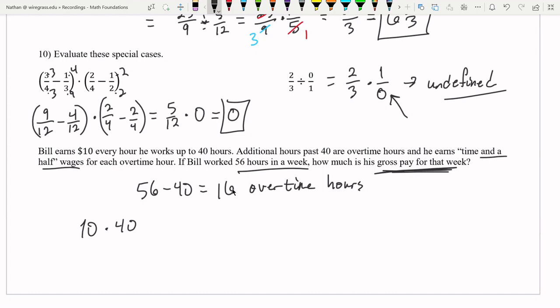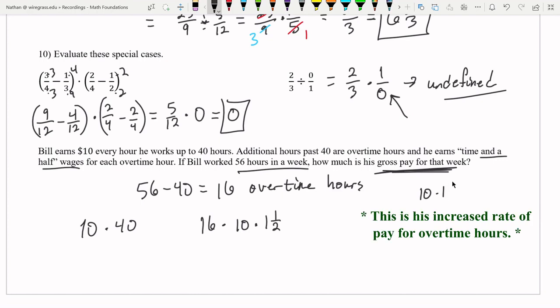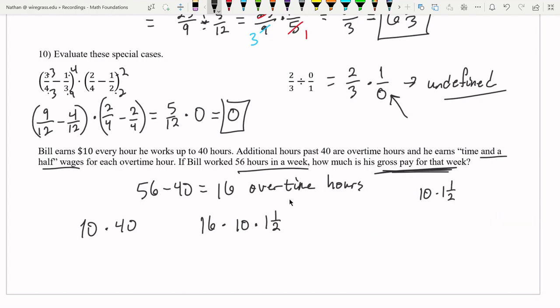However, for these 16 hours, these 16 hours are going to be not times by 10, but times by 10 times by time and a half. Time and a half means 1.5 times. So he actually makes more money when he does that. You can think of it like this, like I have written here, or you can think of it as 10 times 1.5. So for the first 40 hours, it's going to be 10 times 40, or 400. He makes $400 for the first 40 hours.